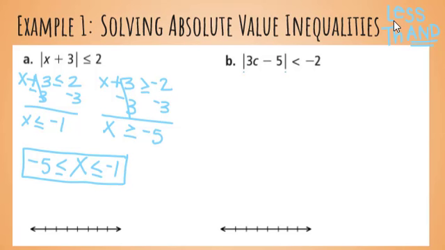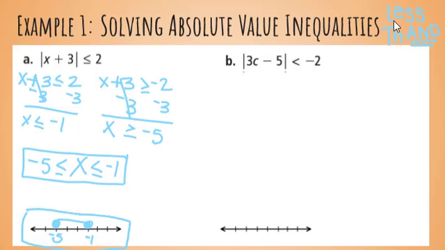And then we need to make our graph. So here's my negative 5, my negative 1. Both are going to have closed points because they're equal to. And this is an and, so they are going to shade together. So here is our graph.